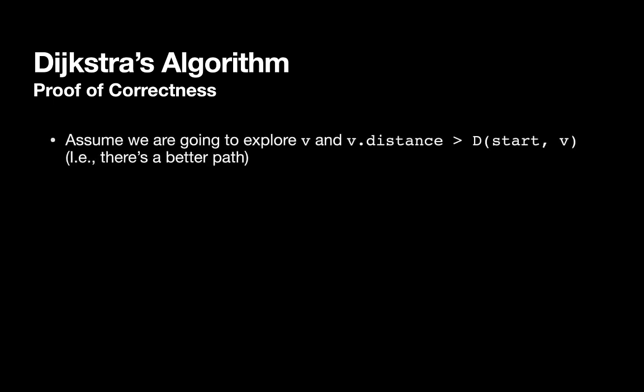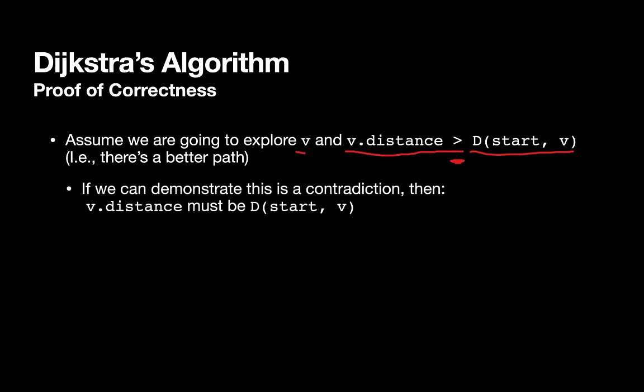Okay, so let's assume we're exploring a vertex V, and by the time we get to it, its distance is actually greater than the true perfect distance. That is, there's some better path than what we found so far. So this is a contradiction to our induction hypothesis. Our hypothesis is that all the preceding nodes already have perfect distances. We're going to assume that the next node we get to has an incorrect distance. And it's important that we're considering it to be greater than the true distance. So we'll use that in just a minute.